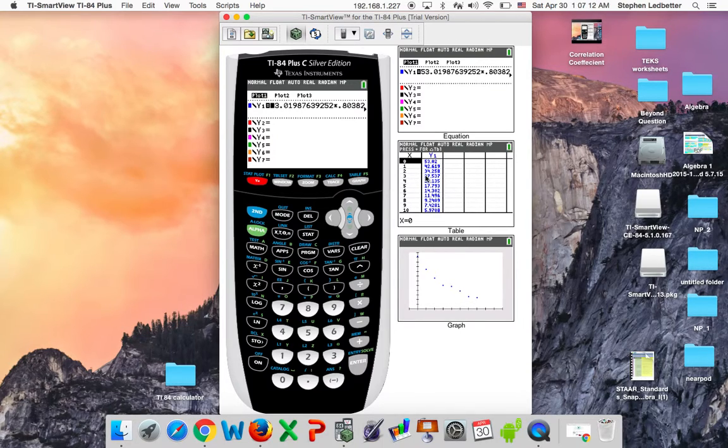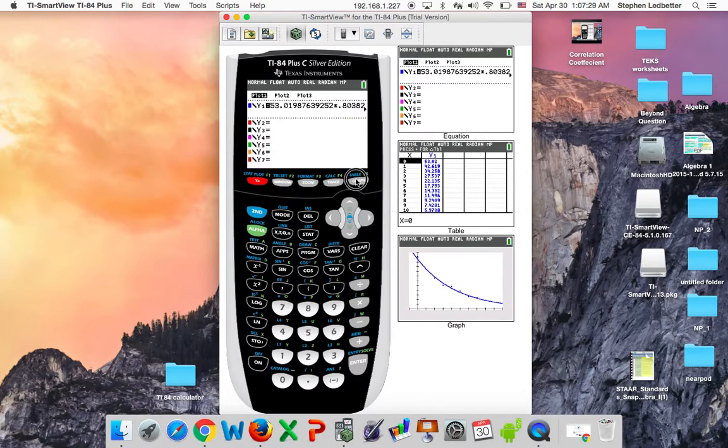Now your calculator won't do this unless you hit second table. Look, if I go second table, then I can see the same thing that I have here. These are the X values that I can put in for X in my equation here. And it will do the math for us.